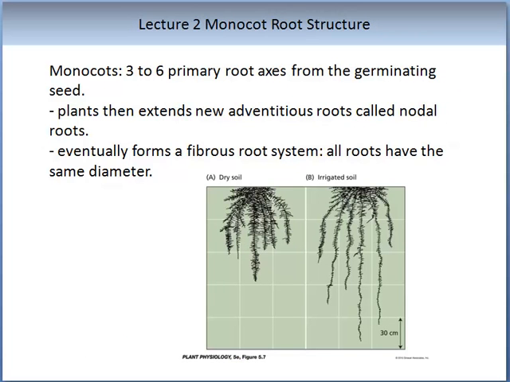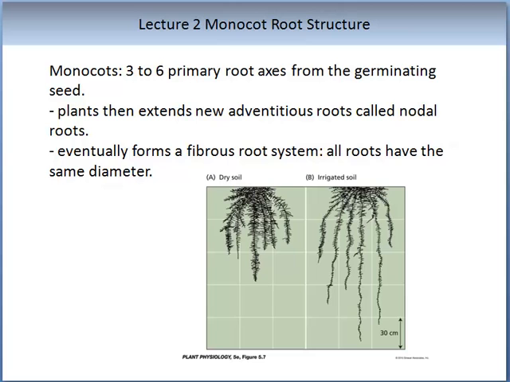After germination, the monocot roots develop. They tend to have 3 to 6 primary root axes from the germinating seeds. The plants tend to extend new adventitious roots called nodule roots. Eventually, this forms a fibrous root system. All roots have the same diameter.